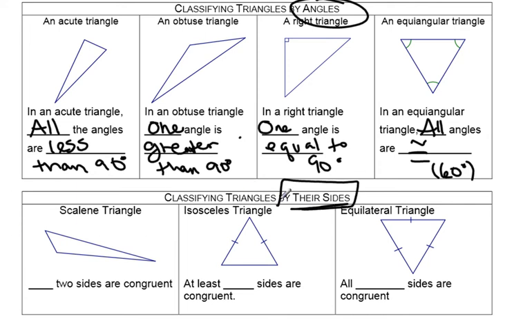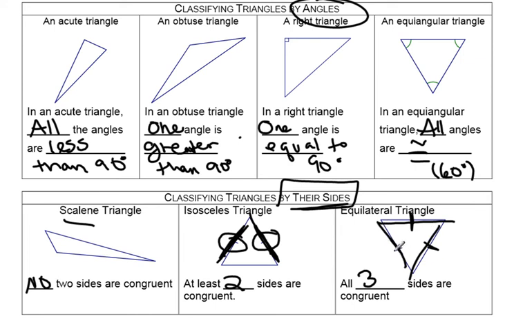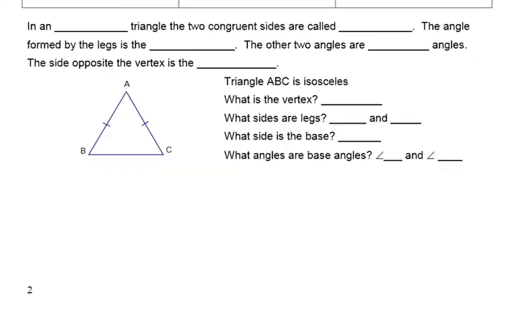Classifying by sides, we have a scalene. No two sides are congruent in a scalene, and you're going to know that you don't have any sides congruent because none of them will be marked congruent to each other. An isosceles triangle, you're going to have at least two sides that are congruent, and you know which sides are congruent, this one and this one, by the markings. In an equilateral triangle, you have all three sides congruent, and they'll be marked. One side, two sides, three sides congruent.